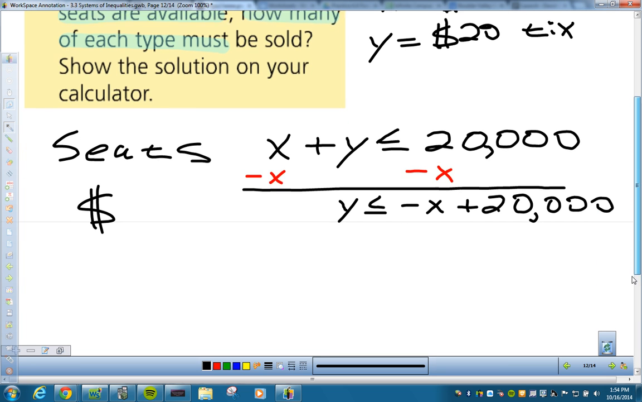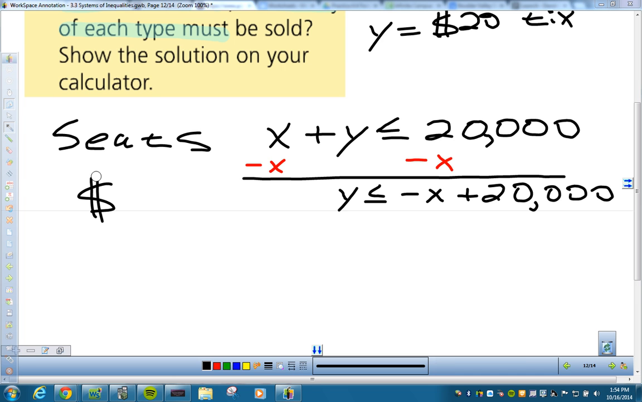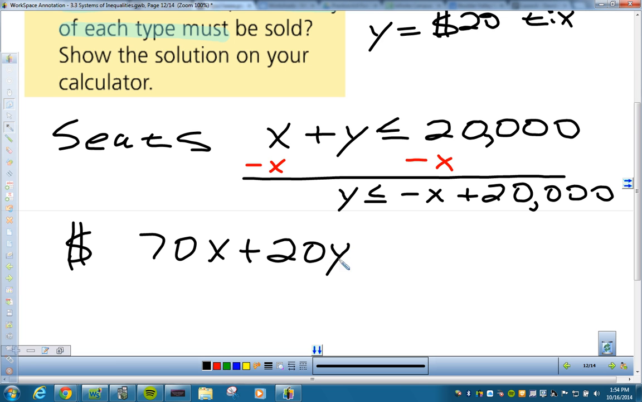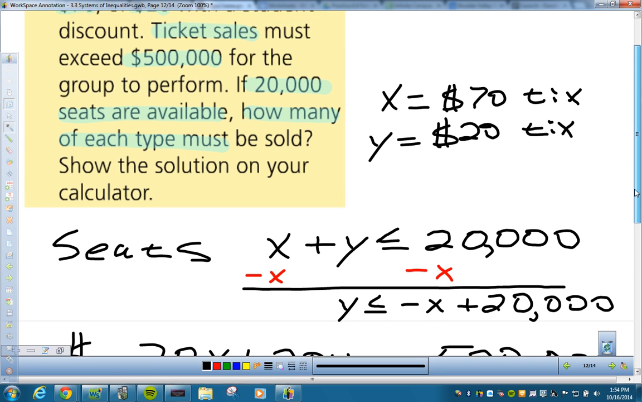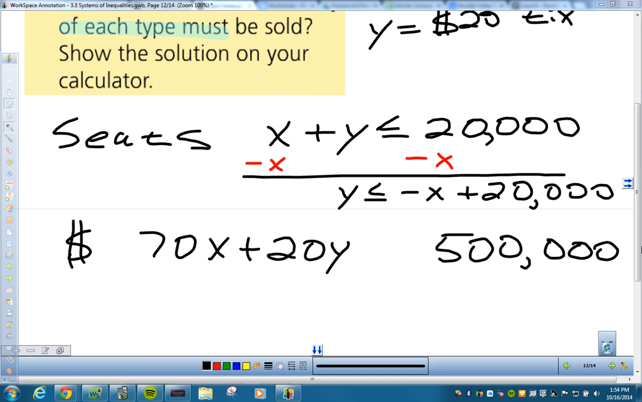All right, let's write the dollar equation. So we had some $70 tickets, right, and some $20. So 70 was the x, 20 is the y. I'm going to leave a gap for the inequality. 500,000. So they want the sales to exceed 500,000. So if we want, does that mean this is less or more than 500,000? More. And if it exceeds 500,000, can it be equal to? Exceed would mean you have to make at least $500,001, right? So just greater.